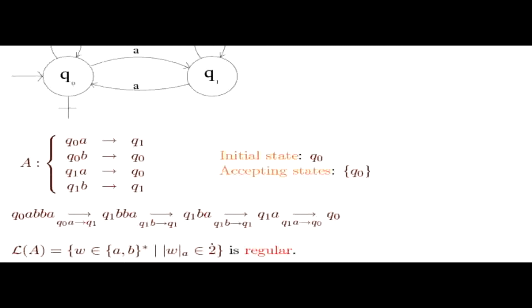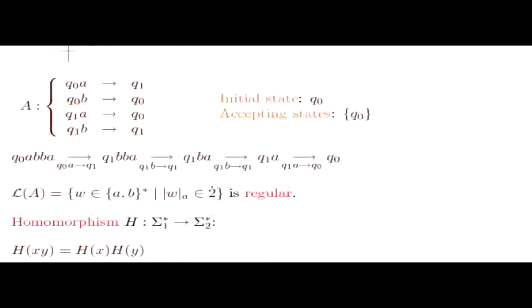Working with regular languages has several benefits. They are expressive enough in different settings, are closed under many natural operations, and there are efficient procedures for deciding most of their interesting properties. In this paper, we focus on homomorphism.